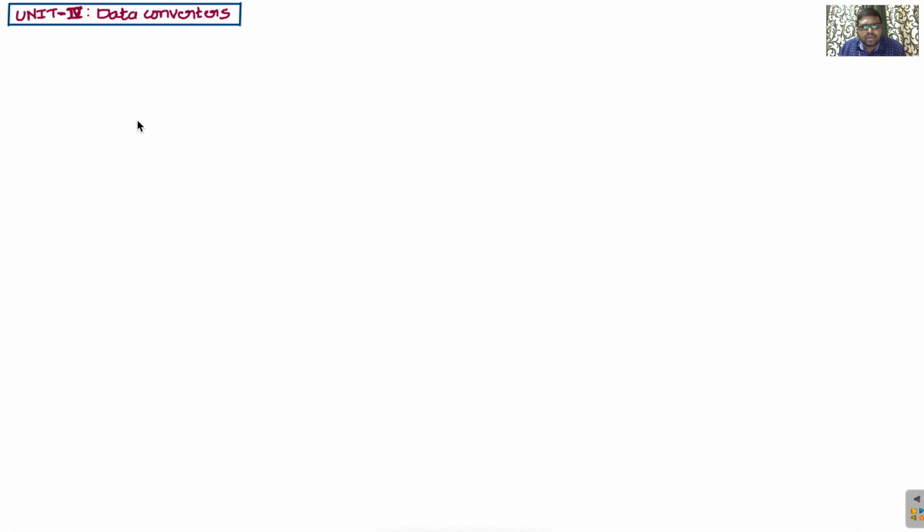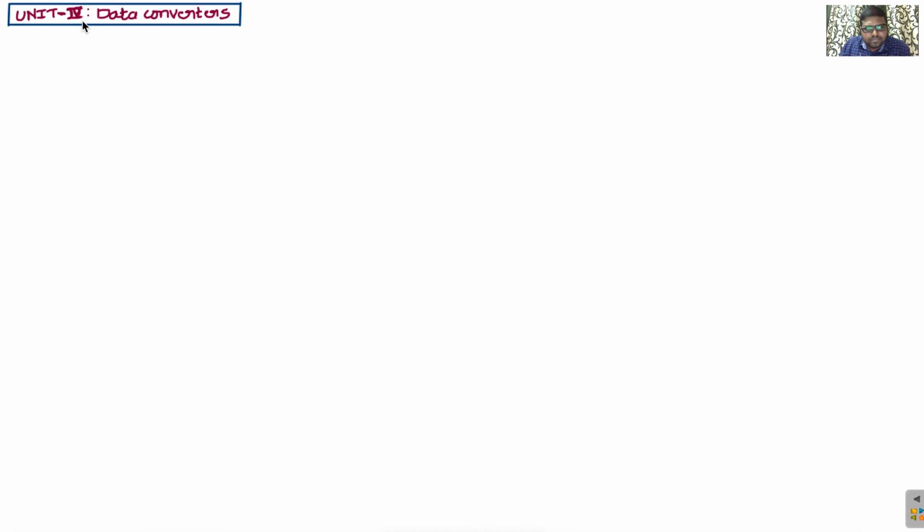Data converters are different and code converters are different. Code converters means binary to gray to binary, that means the code is converted from one form to another form. Here data is converted from one form to another, that means analog data is converted to digital and digital data is converted to analog. For that we need to design a circuit for converting the data from one form to another form. So here we have two types.